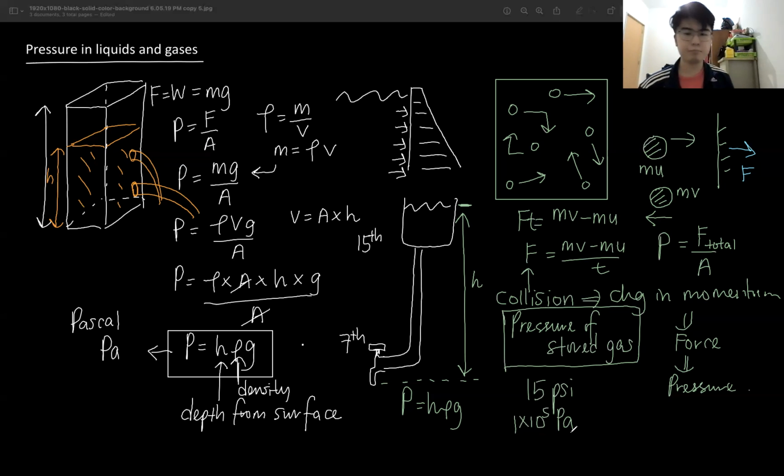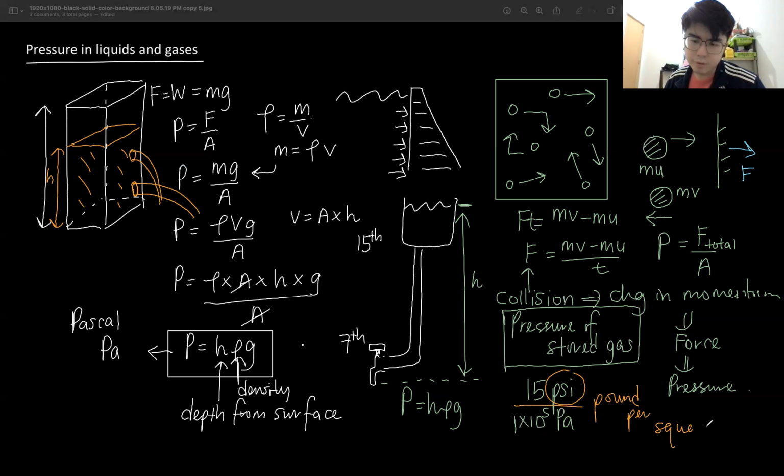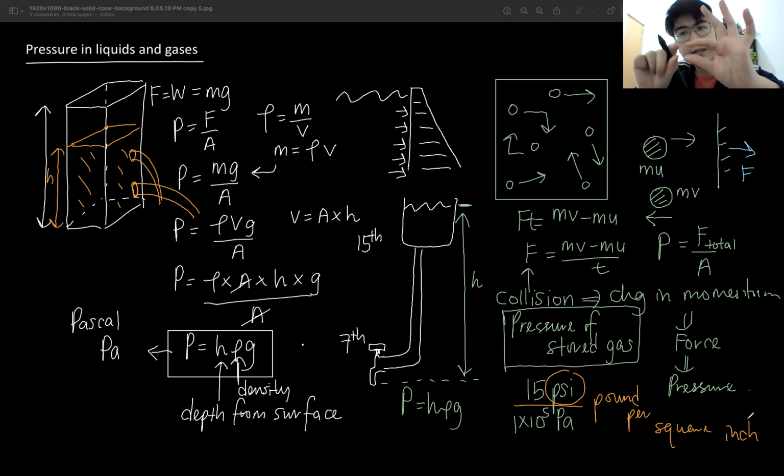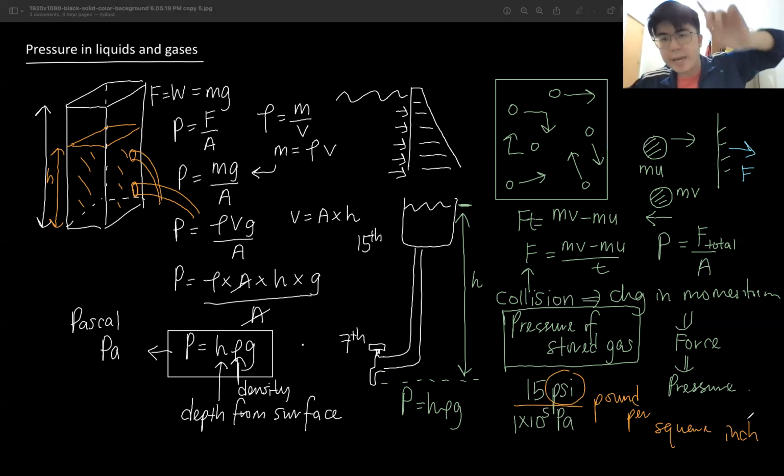What does it mean? Let me give you an idea. Psi is pounds per square inch. Meaning that if you take 1 inch measured like this, and 1 inch measured like this, you get 1 square inch, a tiny area. If you take 1 square inch like this, and then extend it up to the edge of the atmosphere.